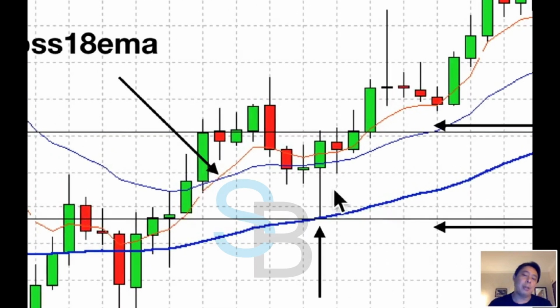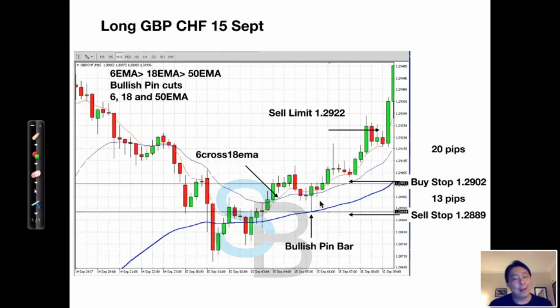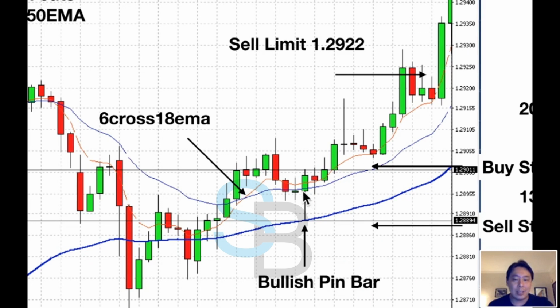Now, I know I cheated a bit. The candle's a bit fat. This is a bullish pin that ate too much last night. But it's okay because as long as you can see the long lower shadow rejecting the moving average, right? So cutting 6, cutting 18, cutting 50.